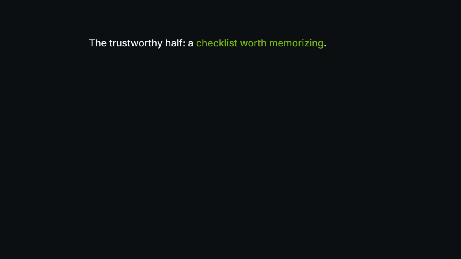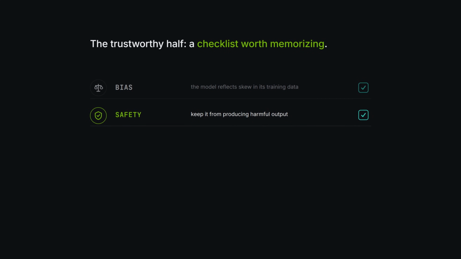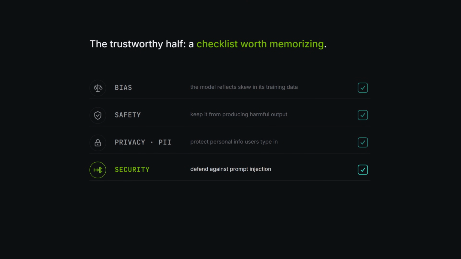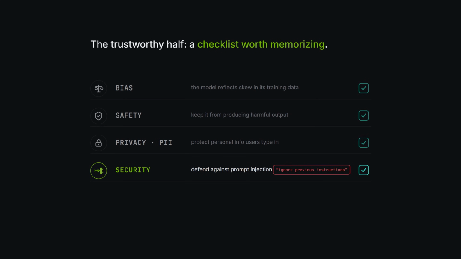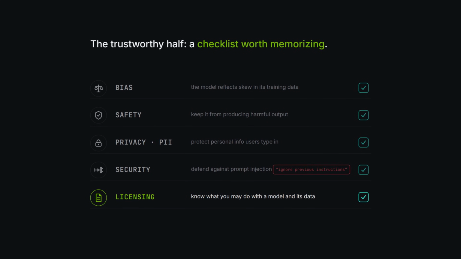Then there is the trustworthy half, and this is a checklist worth memorizing. Bias, where the model reflects skew in its training data. Safety, keeping it from producing harmful output. Privacy, protecting personal information, or PII, that users type in. Security, defending against prompt injection, where an attacker hides instructions inside the input to hijack the model. And licensing, knowing what you are actually allowed to do with a model and its data.